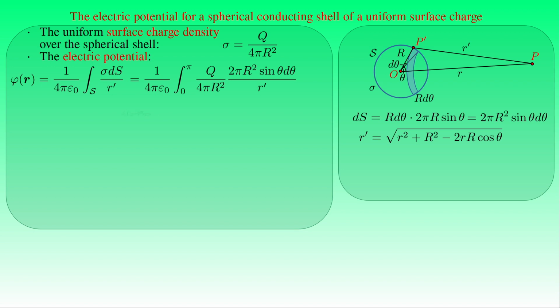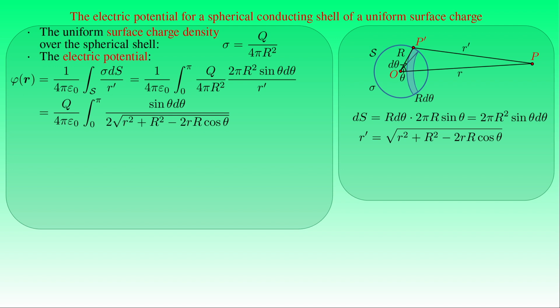Then the potential can be written as Q over 4 pi times epsilon naught, times the integral of sine theta over 2 times the square root of r squared plus R squared, minus 2 times r times R times cosine theta, with respect to theta from 0 to pi.